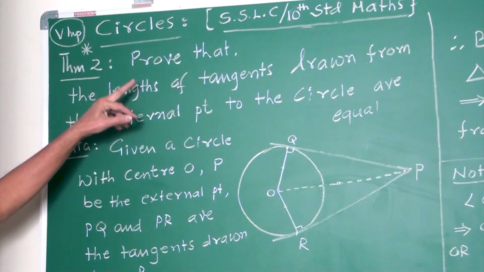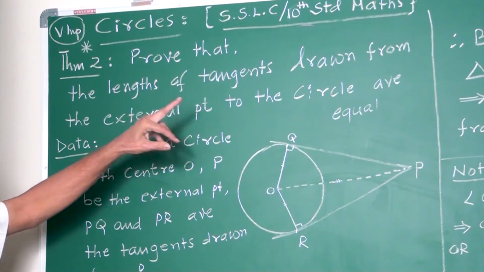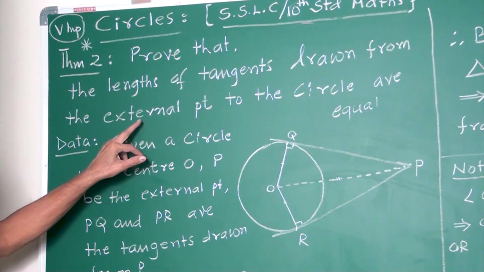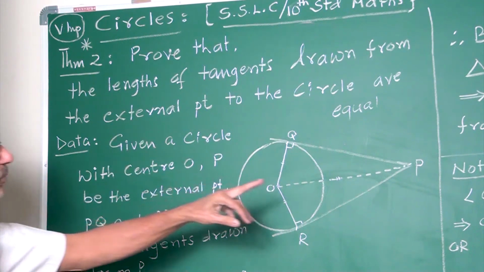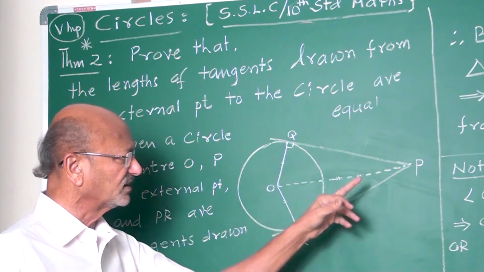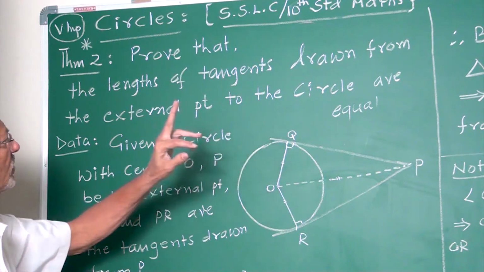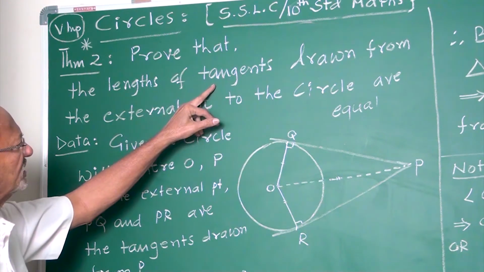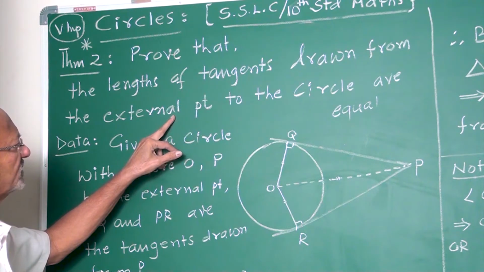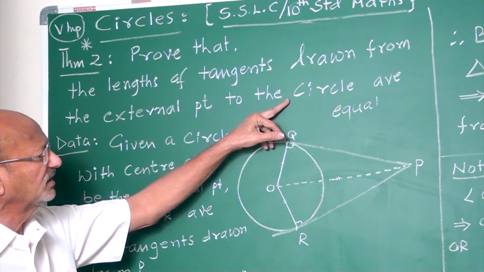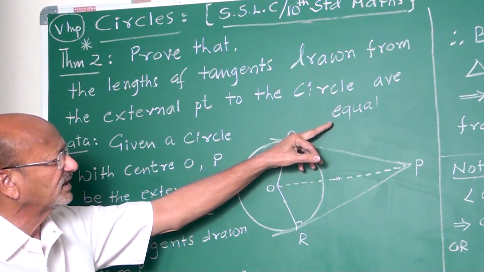Prove that the lengths of the tangents drawn from an external point are equal. What do you mean by external point? A point which lies outside the circle. The lengths of tangents drawn from the external point to the circle are equal.